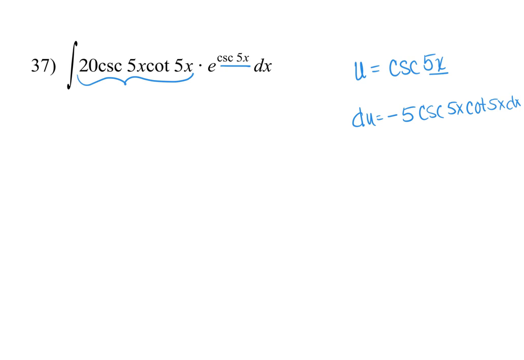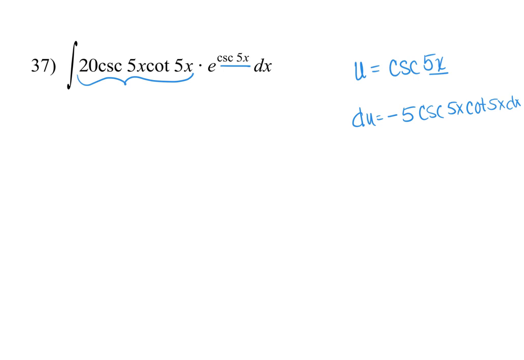So cosecant goes to negative cosecant cotangent. So sine goes to cosine goes to negative sine, right? Tangent goes to secant squared, cotangent goes to negative cosecant squared, right? And then secant goes to secant tangent, and cosecant goes to negative cosecant cotangent, right?